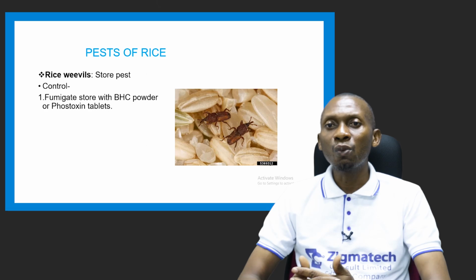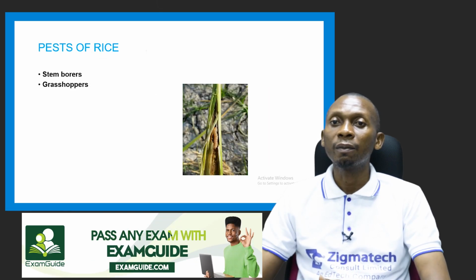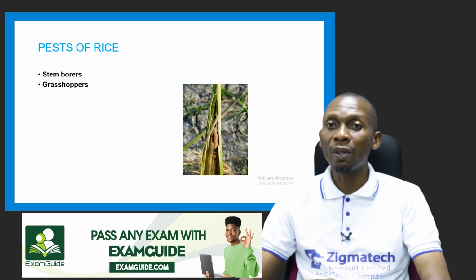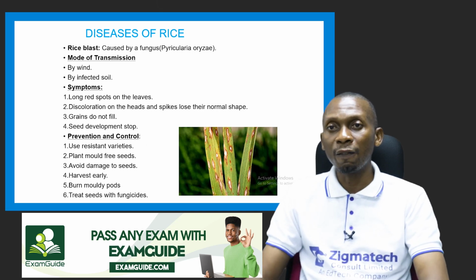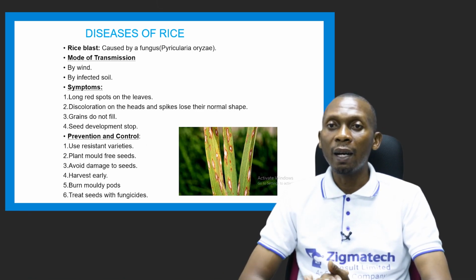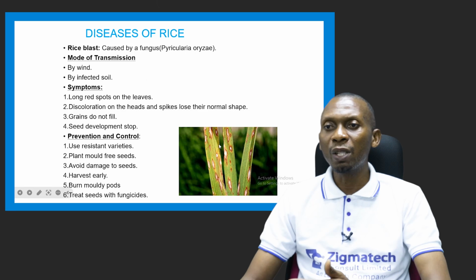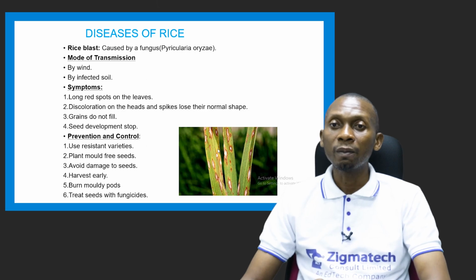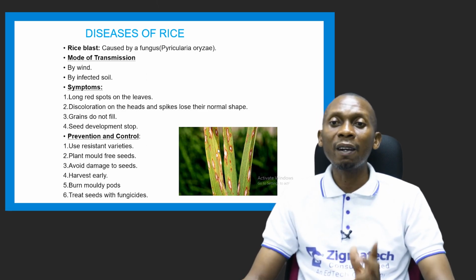Now, we have rice weevil, which is a store pest. You can fumigate with BHC powder or phosphocin tablets. And we also have other pests like stem borers and grasshoppers. Now, the diseases of rice, we have Pericularia oryzae, which is a fungal disease transmitted by wind and infected soils. And the symptoms are long red spots on the leaves. We also have, from the picture, you can see the symptoms: discoloration of the heads and spikes. The spikes usually lose their shape. The rice grains do not fill, they are empty, then the seeds also do not develop. And it can be prevented by using resistant varieties.